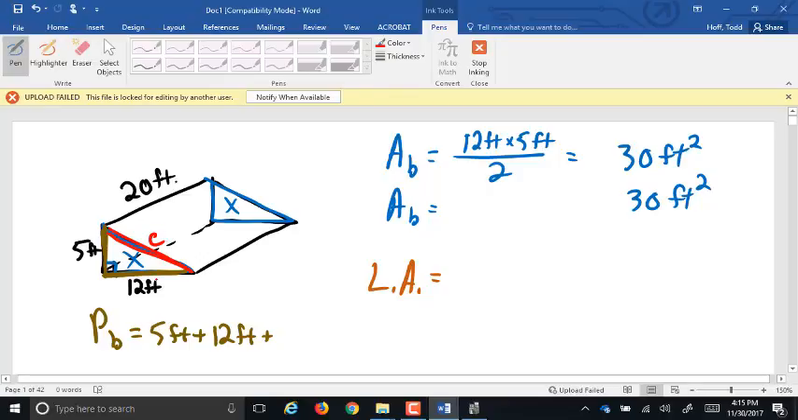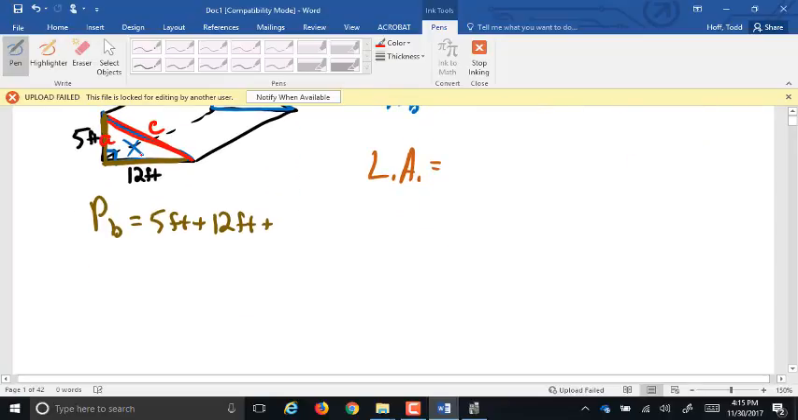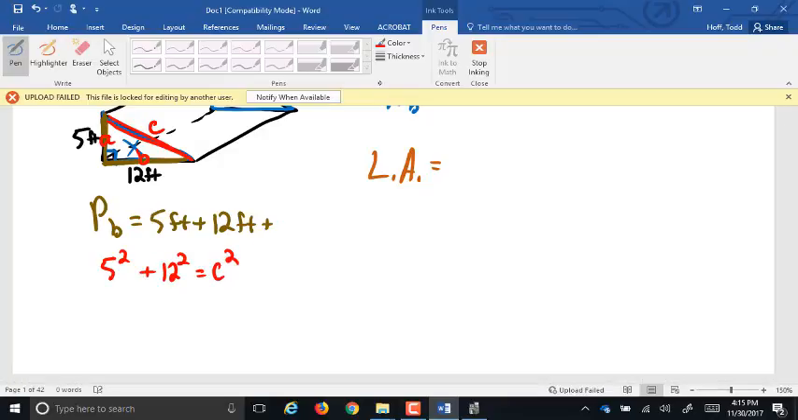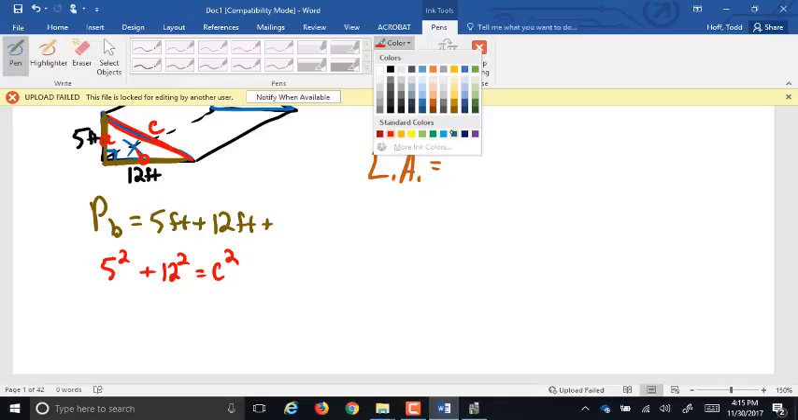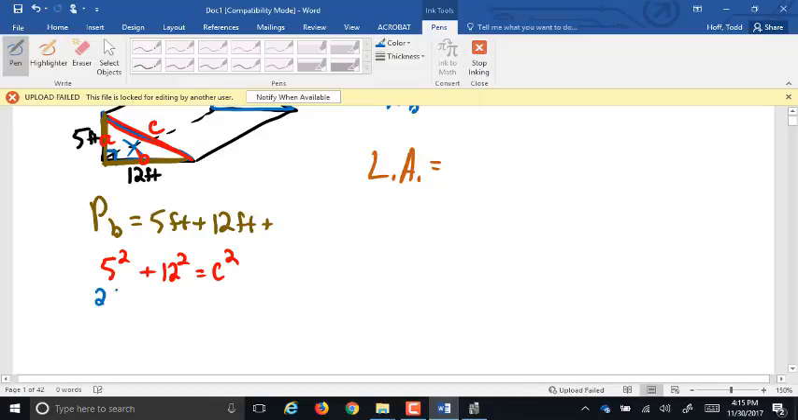That is C, the hypotenuse of a right triangle. I'll call 5 and 12 A and B. So A squared plus B squared equals C squared. 5 squared plus 12 squared equals C squared. Gives me 25 plus 144 equals C squared. That is 169 equals C squared. Square rooting that gives me 13 feet across there.